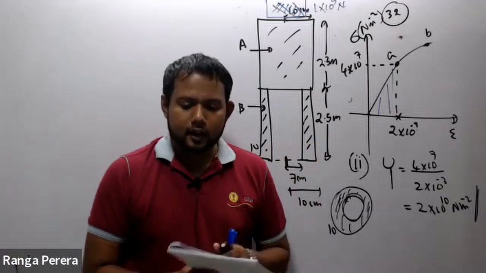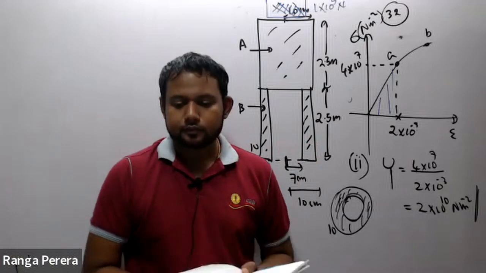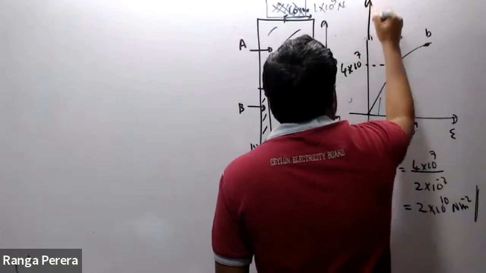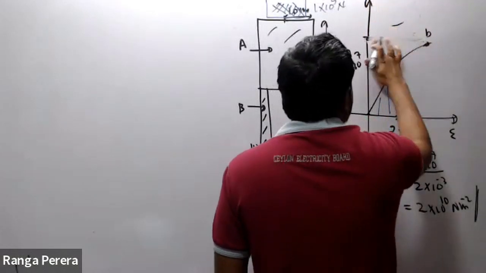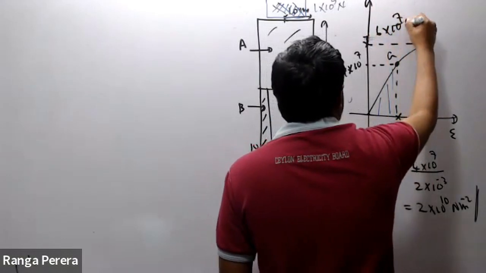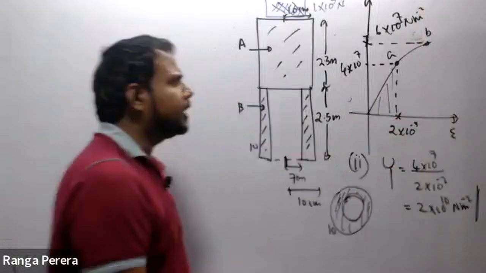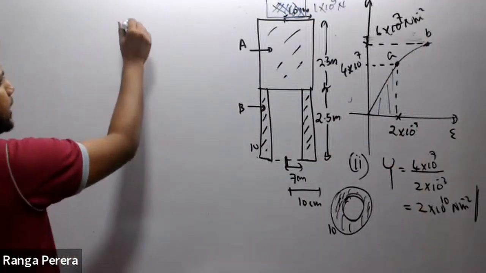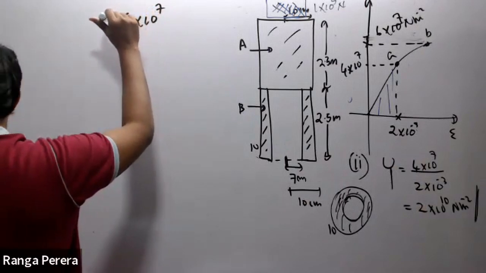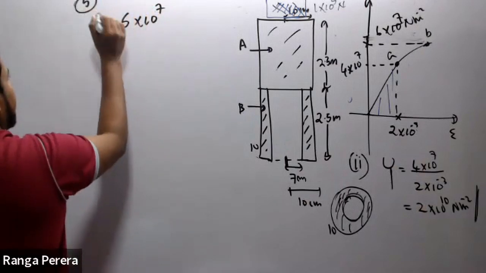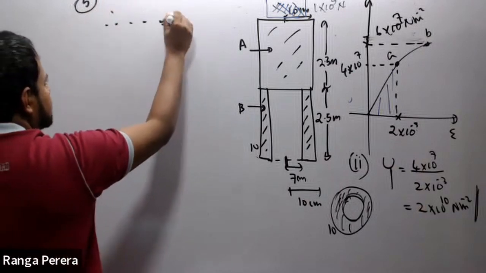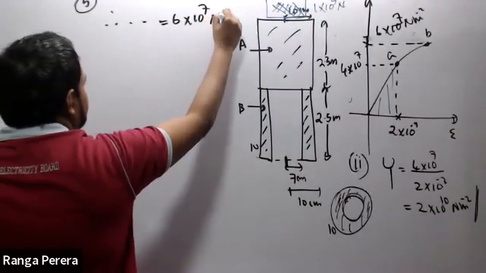It is given in the graph. What is the value? It is given as 6 × 10 to the power 7 Newton per meter square. It is the breaking stress. If you know the breaking stress, let's say 6 × 10 to the power 7, this is for part B. Breaking stress equals 6 × 10 to the power 7 Newton per meter square.